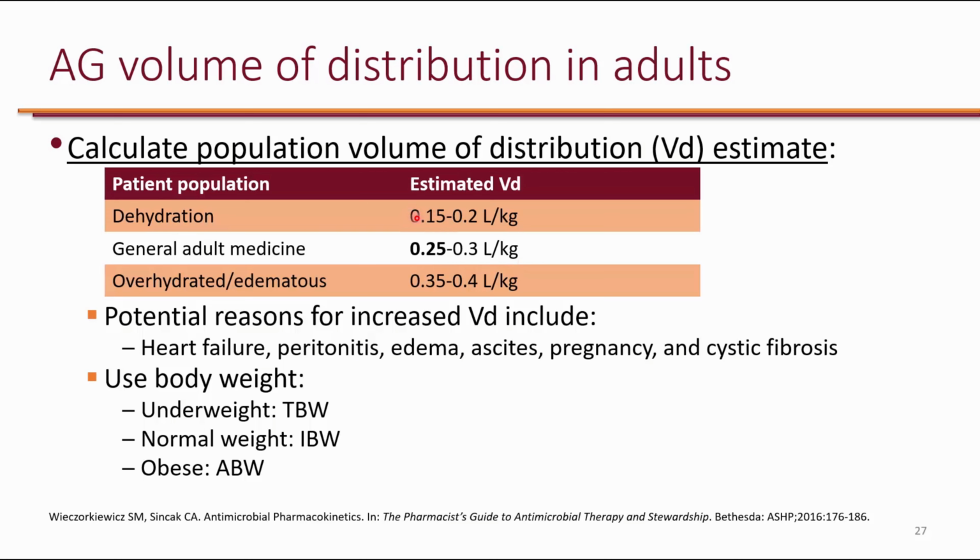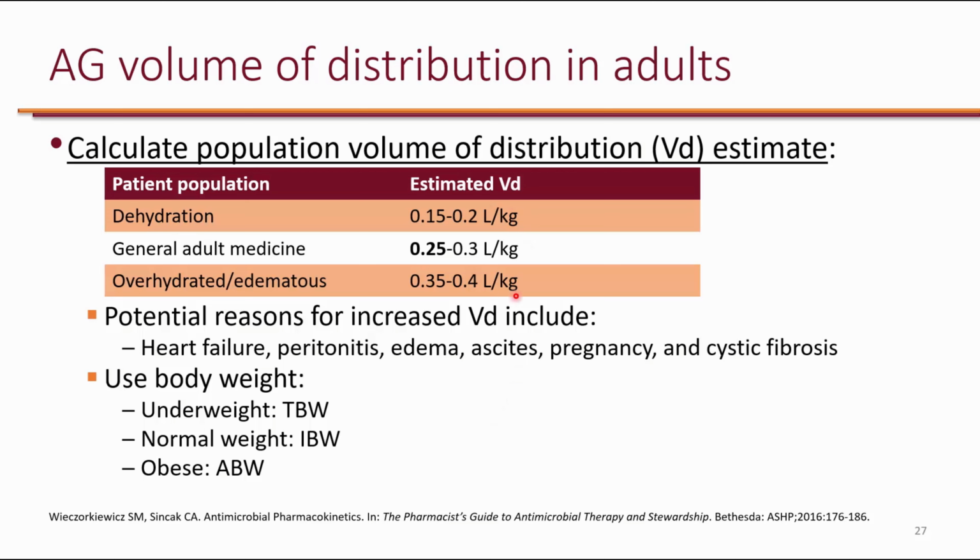So for the purpose of this class, we're going to use the number 0.15 liters per kilogram. On the other hand, if someone is overhydrated, the volume of distribution will be increased. So we're going to use 0.35 liters per kilogram in this class. Of course, some reasons for fluid overload are heart failure, peritonitis, edema, ascites in patients with cirrhosis, pregnancy, and cystic fibrosis. You will learn about cirrhosis and ascites in your GI course.